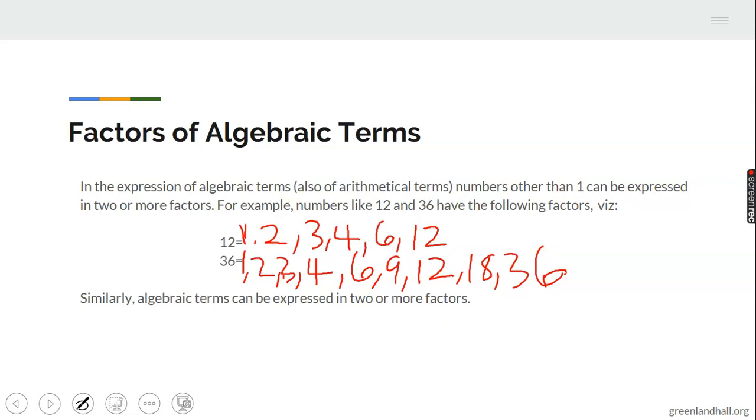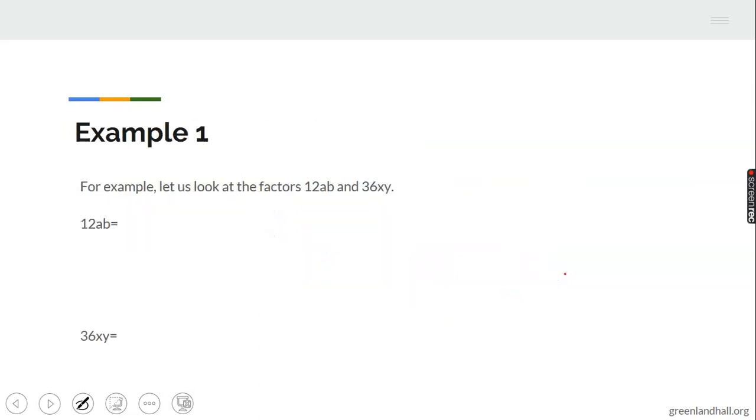Now, similarly, algebraic terms can be expressed in two or more factors. We are going to look at that. This is just factors of numbers, but we are looking at factors of algebraic terms. Now, let's look at this. We want to look for the factors of 12ab and the factors of 36xy.